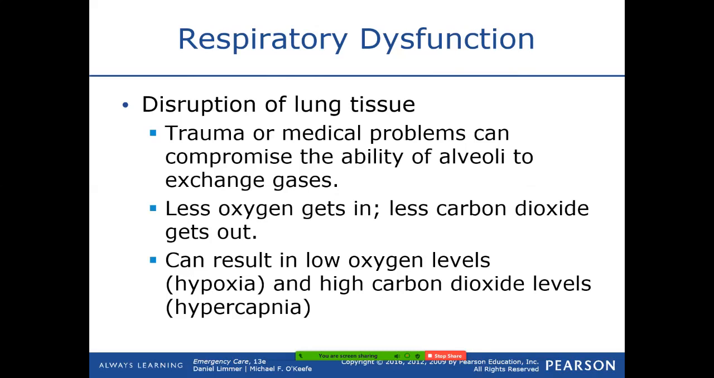Okay. Disruption of the lung tissue, trauma or medical problems can compromise the ability of alveoli to exchange gases. Again, this is the COPD, the emphysema, certain lung diseases that I was talking about earlier, but trauma, of course, can affect that as well. That means less oxygen is getting in, less carbon dioxide is getting out. It can result in low oxygen levels called hypoxia and high carbon dioxide levels called hypercapnia. So think about your medical terminology. We have hypo and hyper, hypo being low, hyper being high. Okay, the oxia, of course, is oxygen, and capnia would be the carbon dioxide levels.